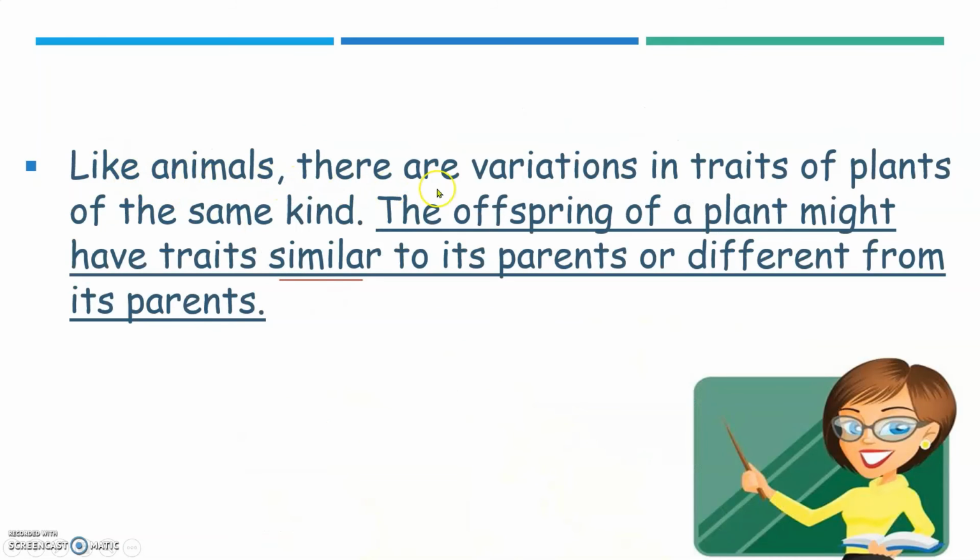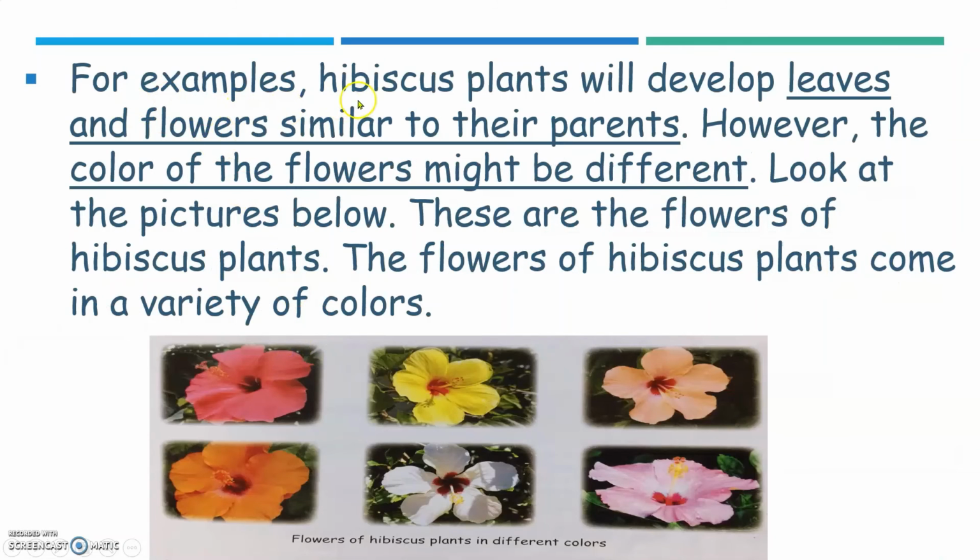Like animals, there are variations in traits of plants of the same kind. The offspring of a plant might have traits similar to its parents or different from its parents. For example, hibiscus plants will develop leaves and flowers similar to their parents. However, the color of the flowers might be different. Look at the pictures below. These are the flowers of hibiscus plants. The flowers of hibiscus plants come in a variety of colors.